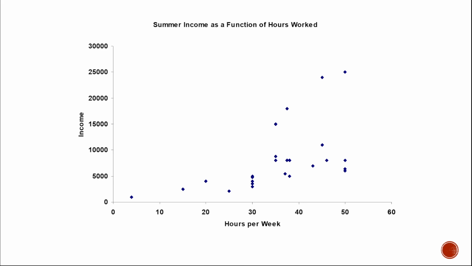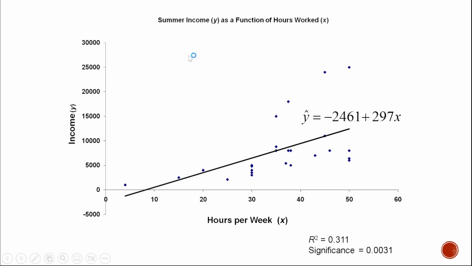So this is now a summary of income as a function of hours worked. The y-axis is the income and the x-axis is the hours per week. The constant value, or the b0, is negative 2461. So probably this is our zero value here, and this is our negative 500. So the negative 200 would fall onto this part, not at the middle, the 0 part here.